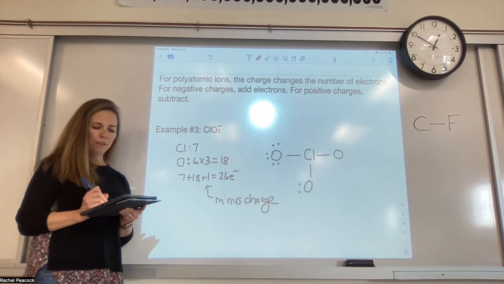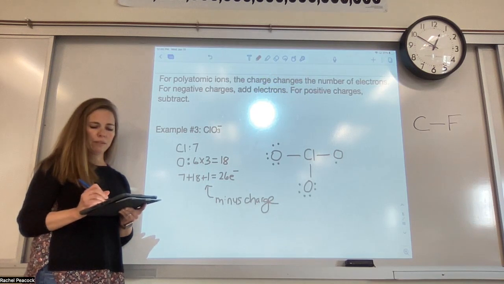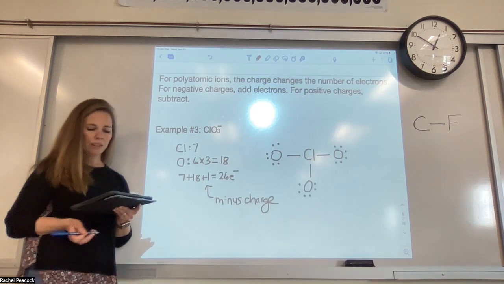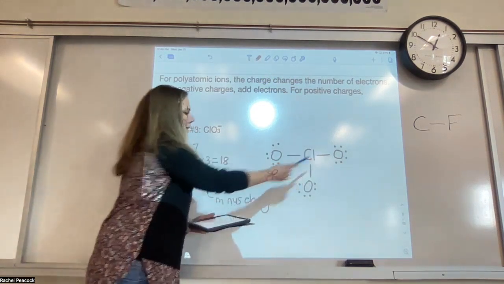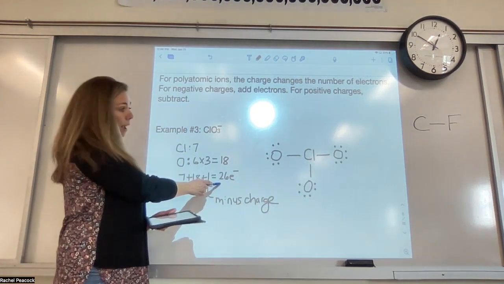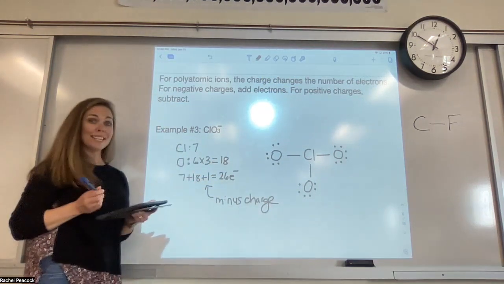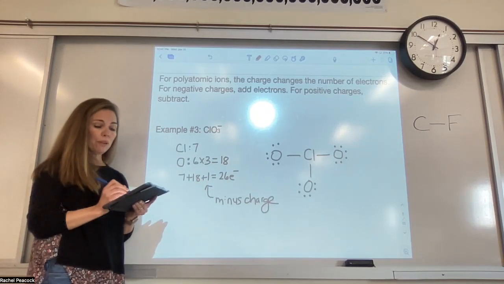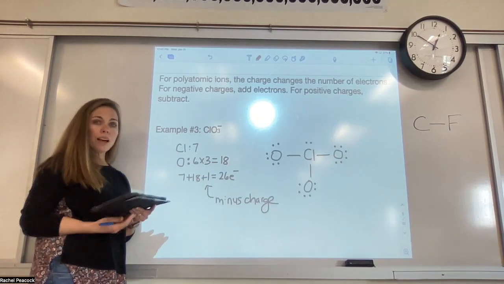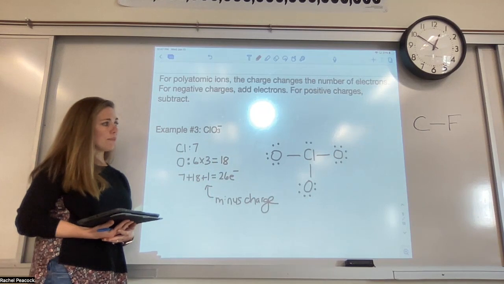1, 2, 3, 4, 5, 6. Okay, so remember, I have used 6, so I'm down to 20, right? And then I just drew 18 on there. So now I'm down to 2. Step 5, those last 2 go on the central atom.